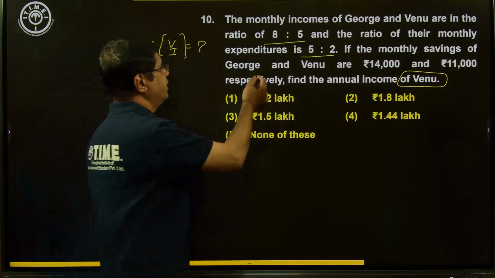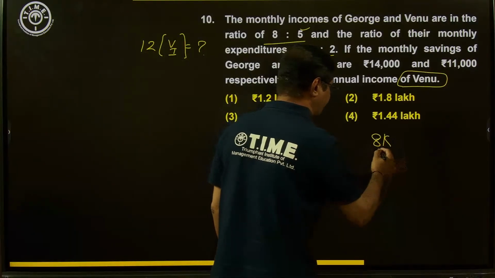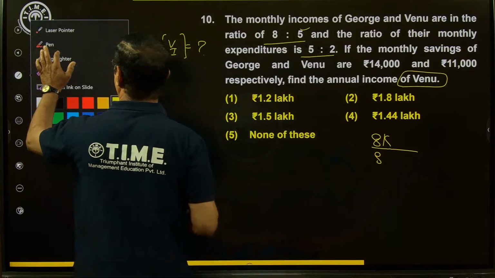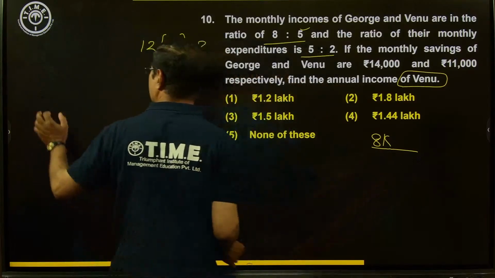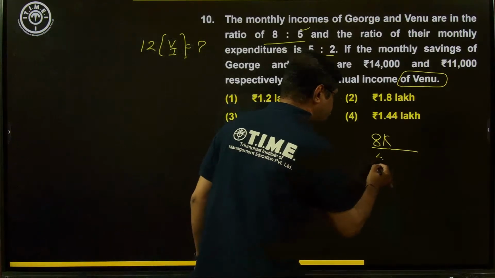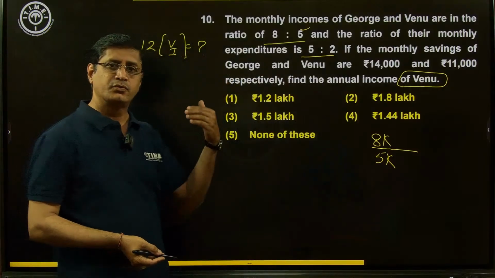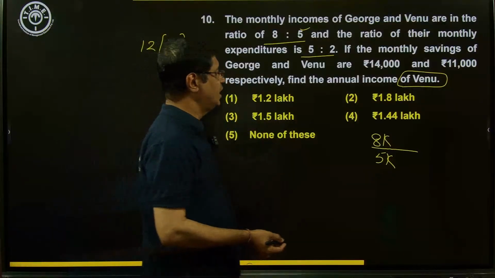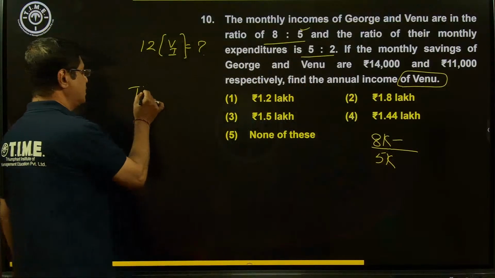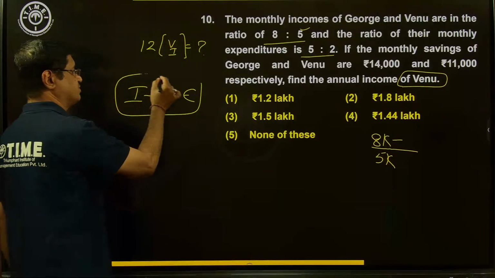Dear students, here the monthly incomes ratio is given. How much? 8:5 means 8K and 5K. So what is the expenditures here? Expenditures ratio is also given. The ratio of the expenditures is given as 5:2. And what about the savings? 14,000 and 11,000. When you subtract the savings from the income, income minus the savings, it will give expenditure.